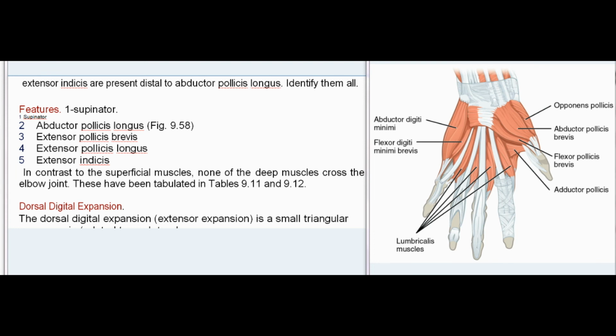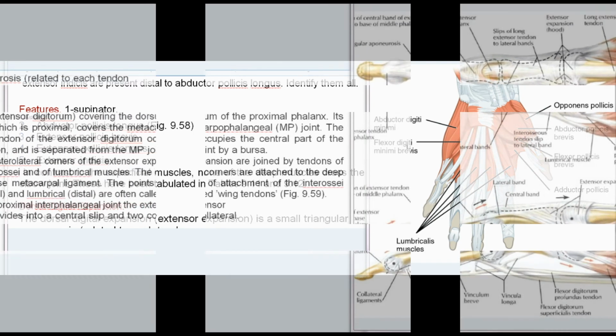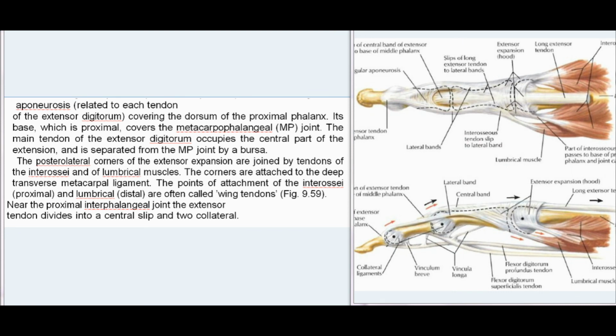In contrast to the superficial muscles, none of the deep muscles cross the elbow joint. These have been tabulated in Tables 9.11 and 9.12. Dorsal digital expansion. The dorsal digital expansion, or extensor expansion, is a small triangular aponeurosis, related to each tendon of the extensor digitorum, covering the dorsum of the proximal phalanx.